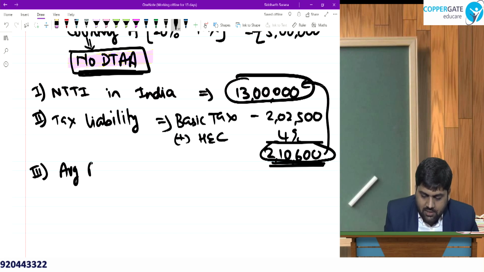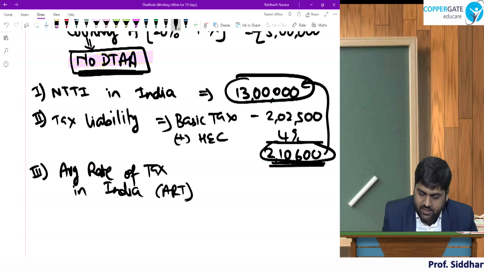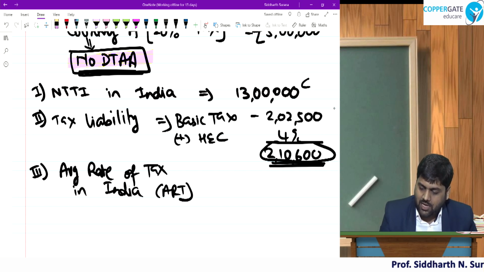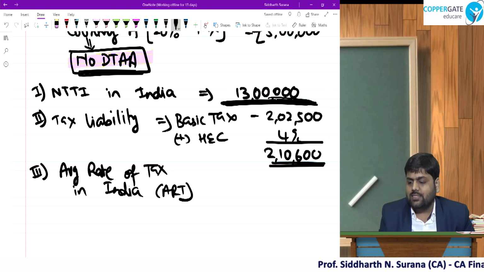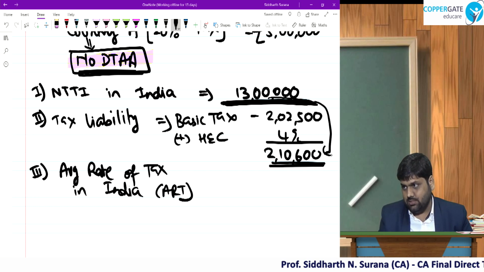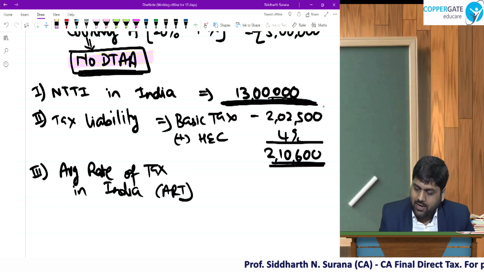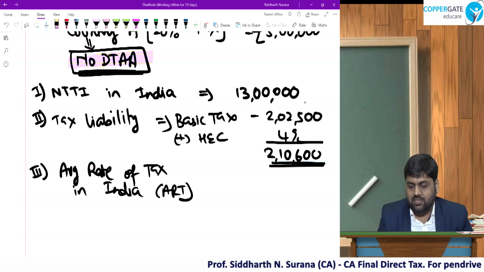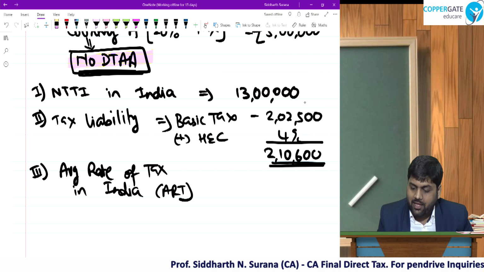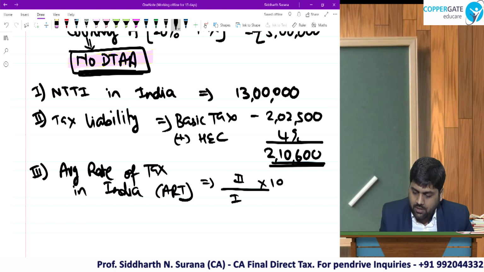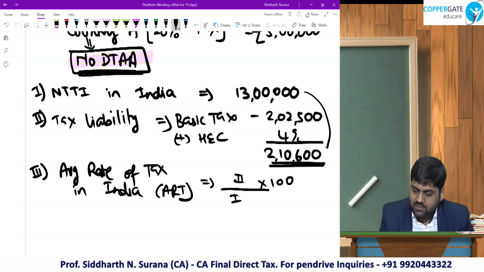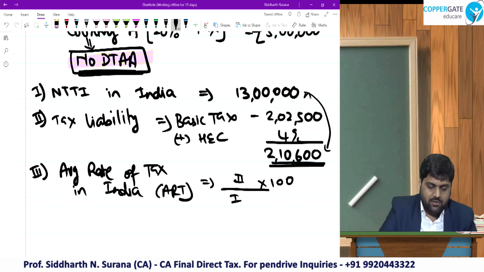That step is known as the average rate of tax in India. This 13 lakh, some amount out of 13 lakh has gone in 0, some at 5, some at 20, some at 30, but on net basis, this is my tax. That means on an average, 2,10,600 is the tax that I am paying on 13 lakh, and therefore my average rate is going to be my tax liability upon my income into 100, that is 2,10,600 divided by 13 lakhs into 100.